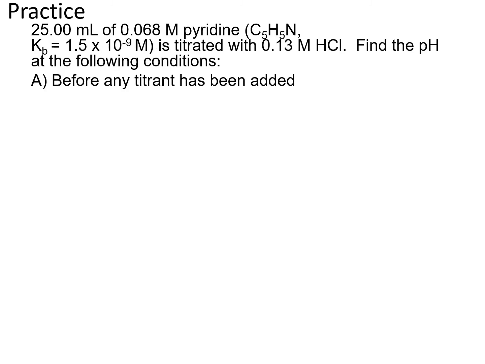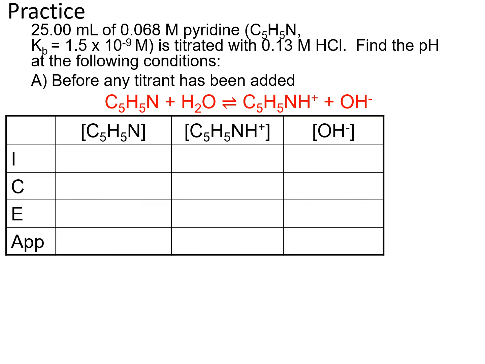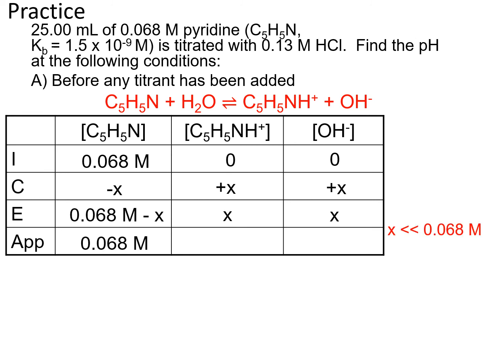Okay, so to start this problem, I see that I'm going to have a weak base, pyridine. And so before any titrant has been added, it's just going to be a weak base question. I can go ahead and write my reaction. So pyridine plus water is going to give me my conjugate acid plus hydroxide. And I can set up my table. I have my molarity. I know that at the beginning I should have relatively 0 of my conjugate acid and hydroxide. I can fill in my table. My Kb is 1.5 times 10 to the negative 9th, small enough for me to try to use my approximation.